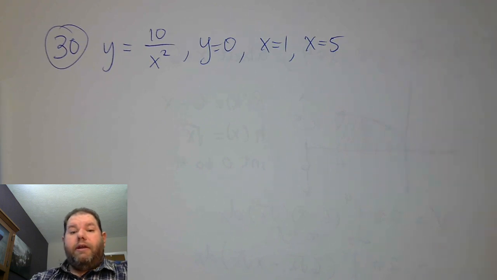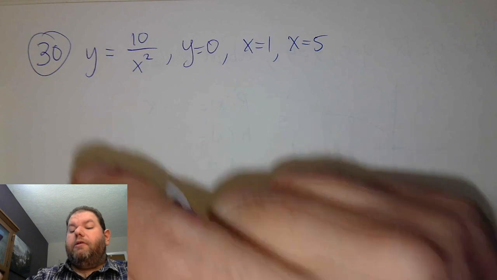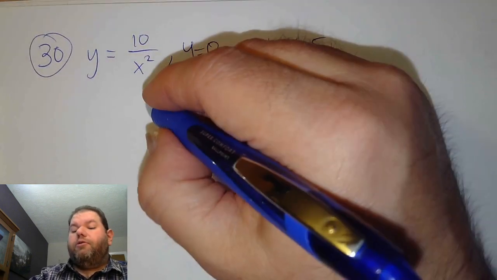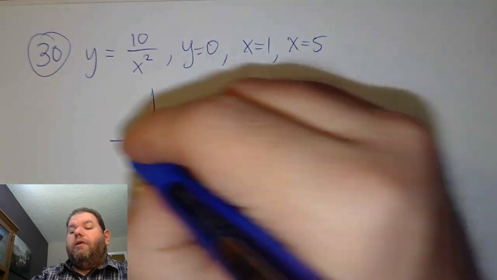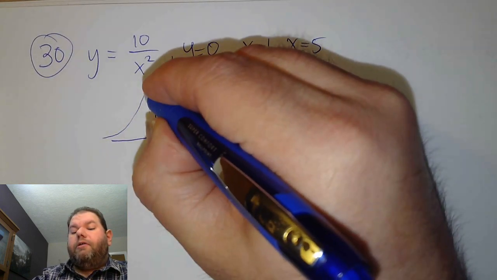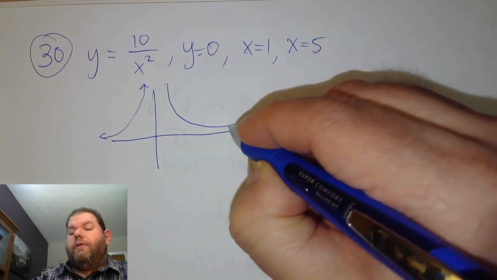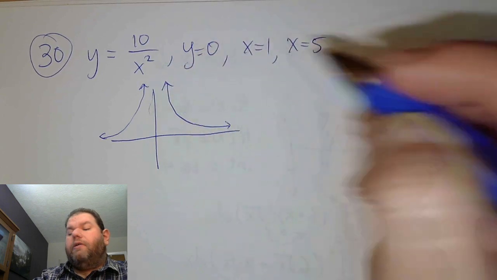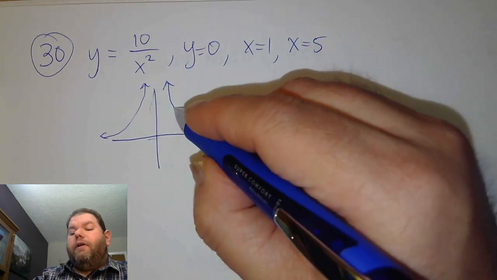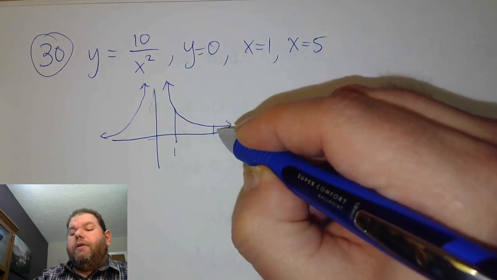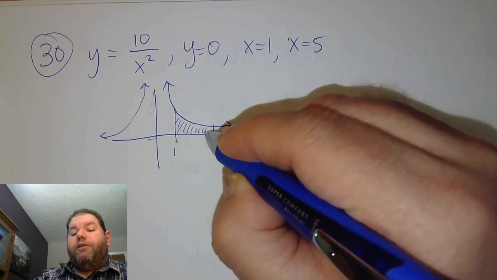So we'll go ahead and create our graph first. I'll go ahead and put it underneath. Now 10 over x squared looks like this. Y equals 0 is the horizontal axis, x equals 1, and x equals 5. So that's going to enclose this region here.